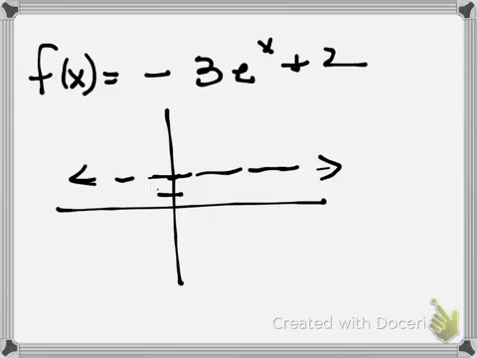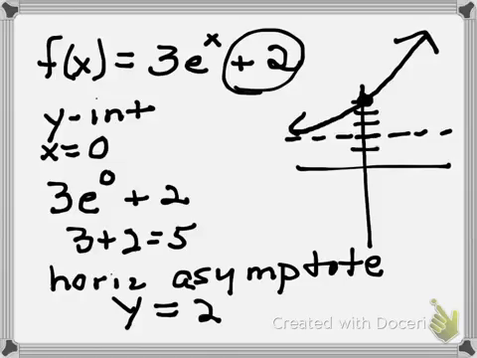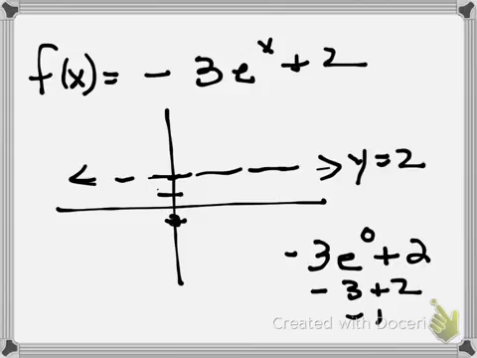We know the horizontal asymptote is y equals 2. But now if I take -3 e to the 0 plus 2, I get negative 3 plus 2, or negative 1. So now instead of the graph coming and going up this way, it's going to come down this way. So it's reflected over the horizontal line y equals 2. And it just looks like that.